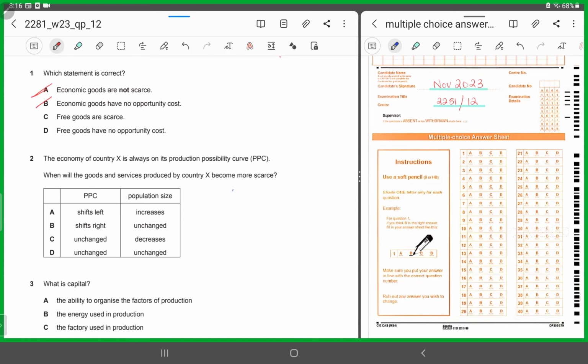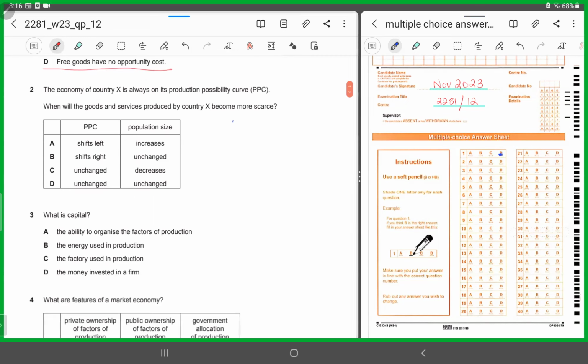Option C says free goods are scarce. Free goods have no opportunity cost. No, the third one is wrong. Why? Because free goods were what? Yes, free goods were not scarce. So you're left with D. So D is the correct answer. I'm going to shade it.